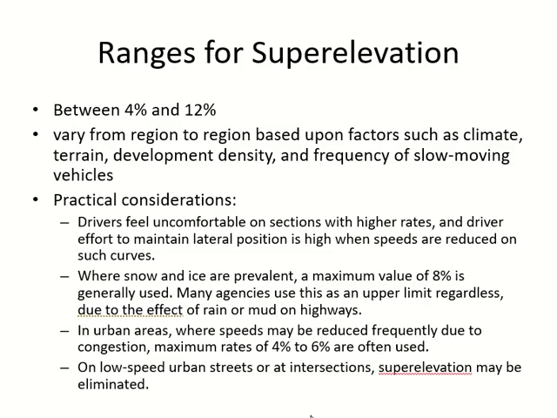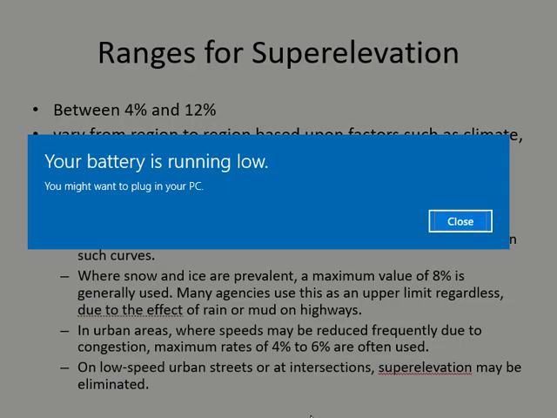What other things do we need to consider? Climate. In designing superelevation, we need to consider the climate, especially the wet climate. If the road is wet most of the time of the year, then we have a problem of slipping. So what should we do with superelevation? Increase or decrease? Decrease. More superelevation will have more chances of slipping.